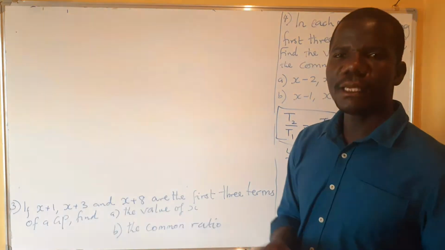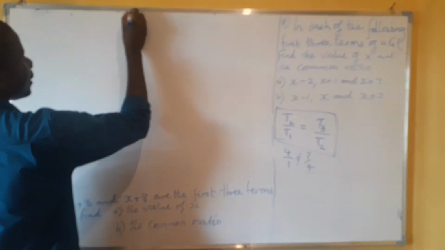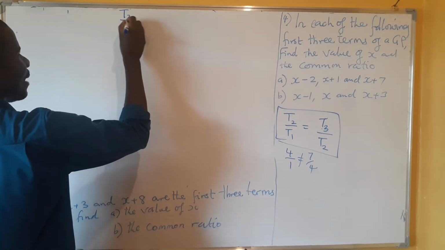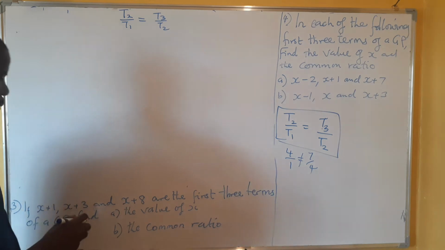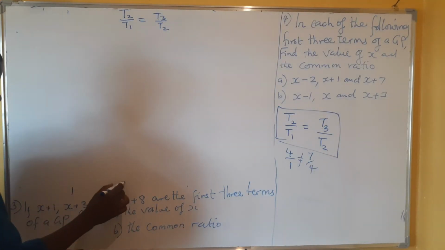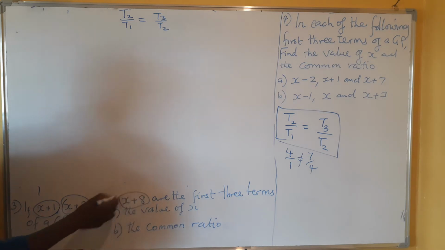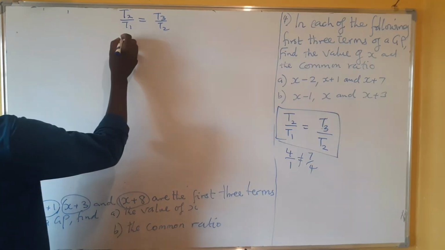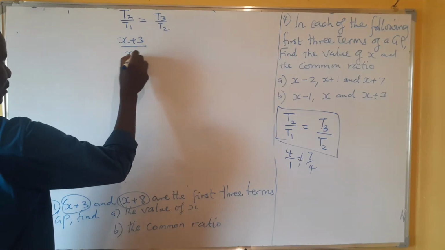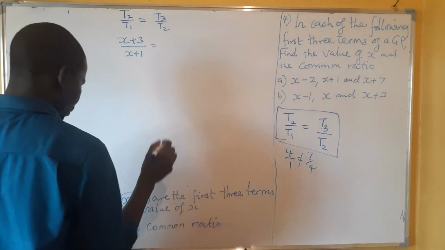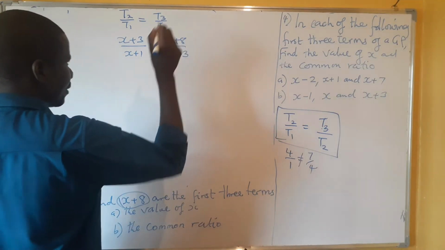Remember, the value of x is not the common ratio. The common ratio is found by a formula that we have given. So we are going to use this formula here, which is the second term divided by the first term. This must equal the third term divided by the second term. So this is our first term, our second term, and our third term. So our second term is 3x plus 3 over x plus 1, which is equal to x plus 8 over x plus 3.